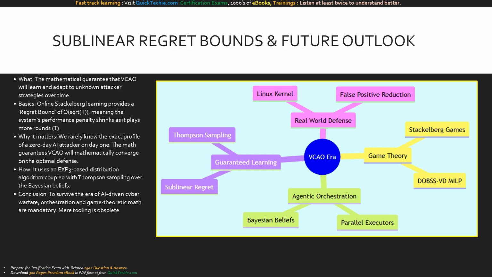Using advanced algorithms like Thompson sampling over Bayesian beliefs, the math guarantees that VCAO will rapidly converge on the optimal defensive posture. To survive the coming era of AI-driven cyber warfare, advanced orchestration and game-theoretic mathematics are mandatory.